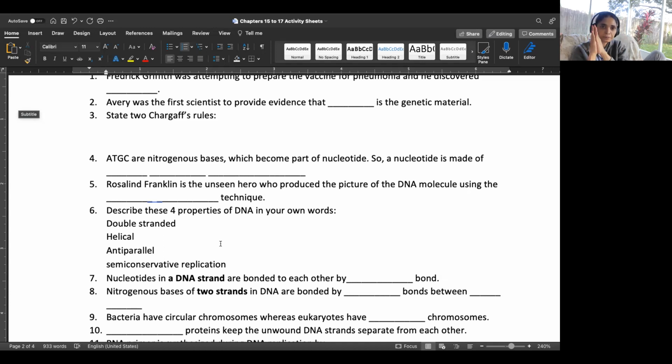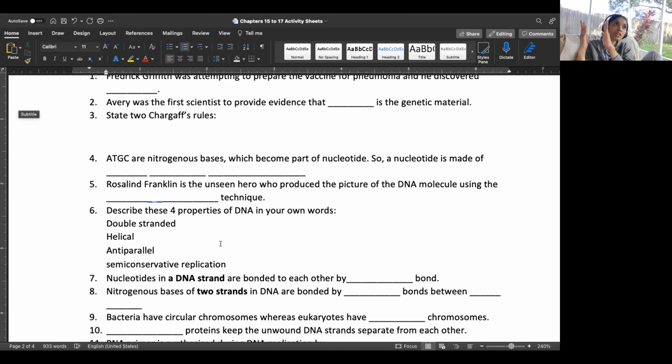Go ahead, read, Brittany. Nitrogenous bases of two strands in DNA are bonded by hydrogen bonds between complementary bases. So you look at this, the gap between my hands. This is hydrogen bonds. This is not a gap. They are bonded, but by hydrogen bonds, which is a weak bond. So it's like zipper sides. They can be easily ripped apart.